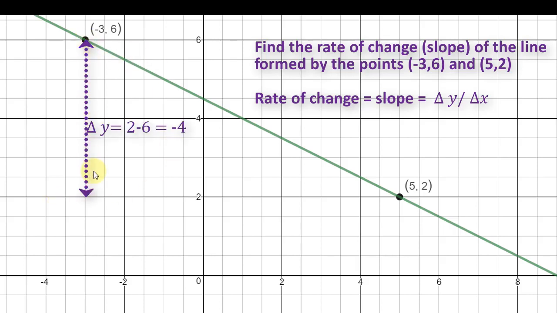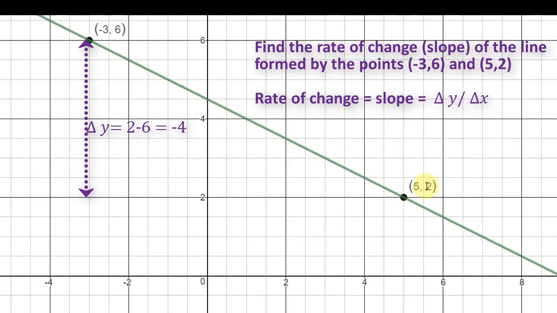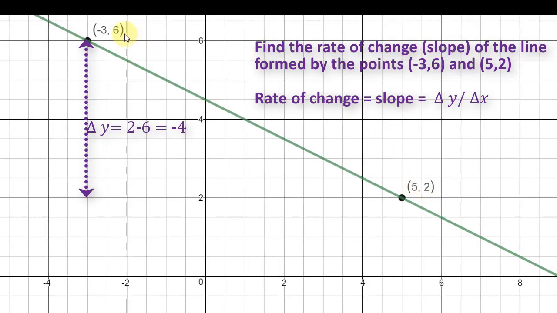Now the change in the y coordinates here, the x coordinate is given first, the y coordinate is the second number. So it is going to be 2 minus 6, that's your delta y. 2 minus 6 is the difference in the vertical or y coordinates here. The change in the x coordinates is the difference between the first two numbers, 5 minus -3. Of course, always be careful with negative numbers. So delta x is 5 minus -3. Delta y, 2 minus 6.